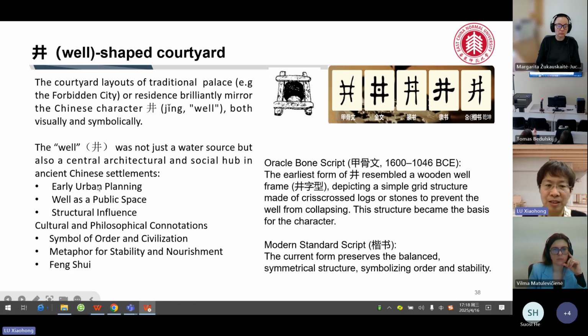So the word well indicates early urban planning. It is also a public space where people get water, and it has influence on structure. Here you can see this kind of frame. Later in Chinese architecture, as we mentioned with the dougong, mortise and tenon, they use this structure to support the roof, because it is very stable. So the word Jing later took on the meaning of order and civilization, and the metaphor of stability and nourishment.